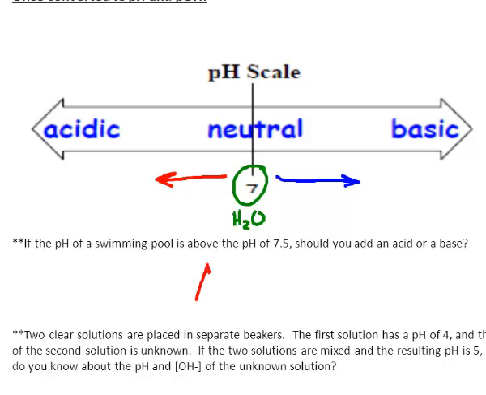Okay, so if we added a base, that would make the pH even greater, right? Mm-hmm. Because we're increasing the concentration of hydroxide if we add a base. If we do that, we would make the pH go up.